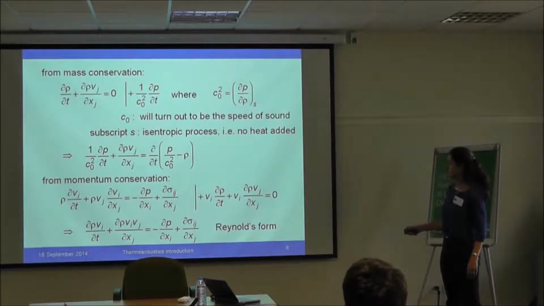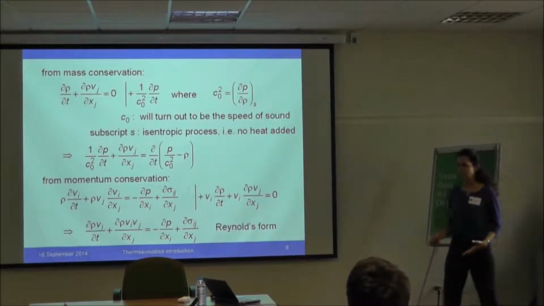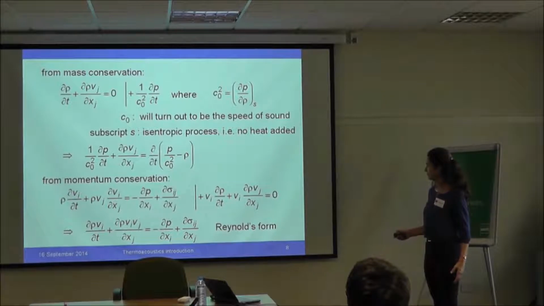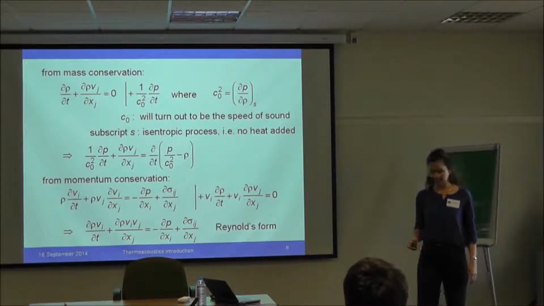So you're just adding 0 to the momentum equation, and you can then write it in this form, which is called Reynolds form of the momentum equation. But again, it's completely equivalent to the original form of the momentum equation that we had.